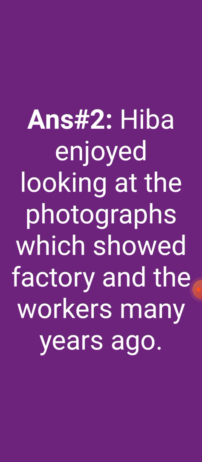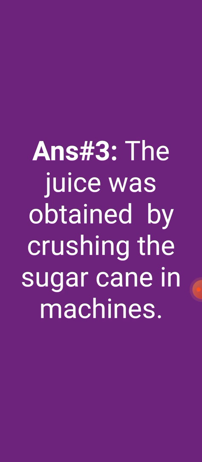Question number 2 is, which photographs did Hibba enjoy? Answer is, Hibba enjoyed looking at the photographs which showed the factory and the workers many years ago. Then question number 3 is, how was juice obtained from the sugar cane? As we have discussed all the procedure of making sugar from sugarcane, its answer is, the juice was obtained by crushing the sugarcane in machines.